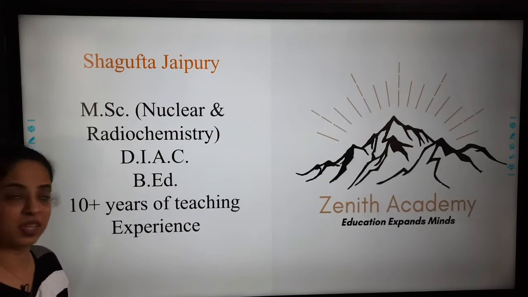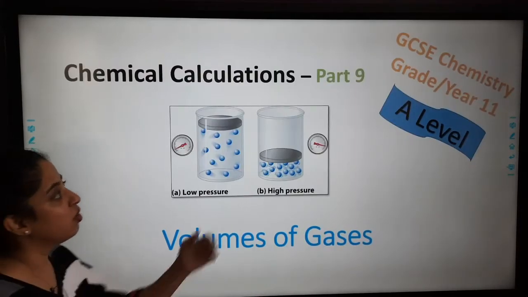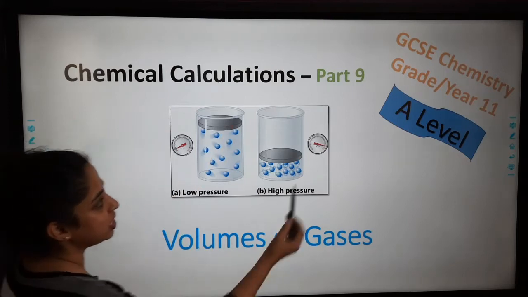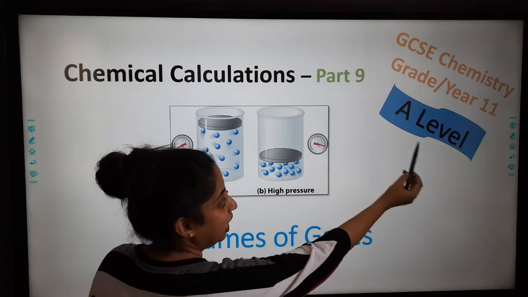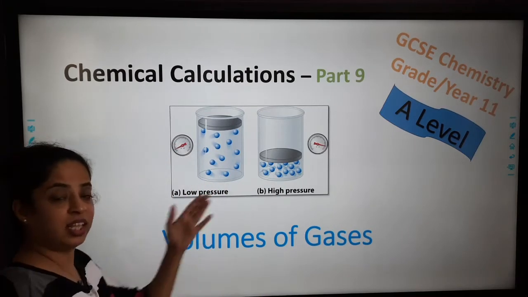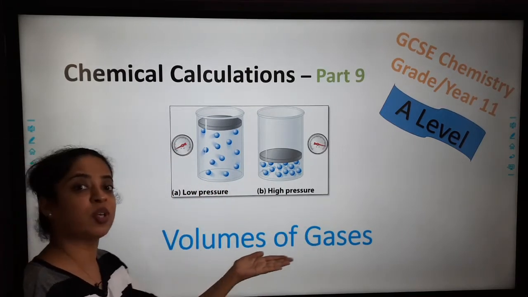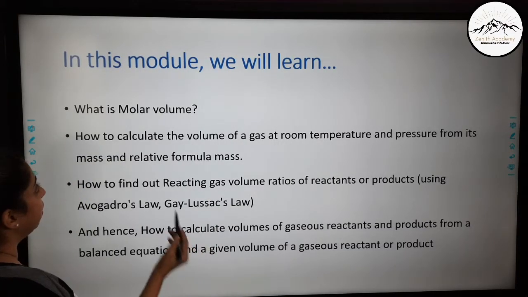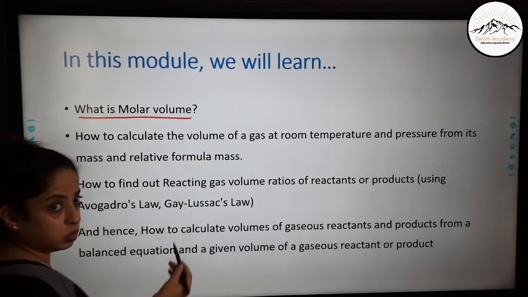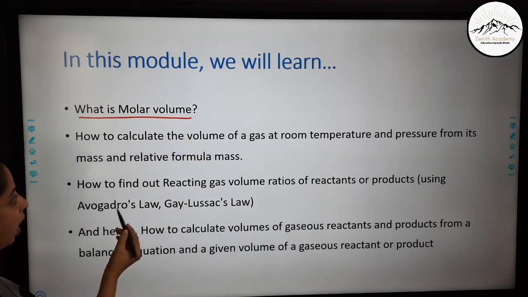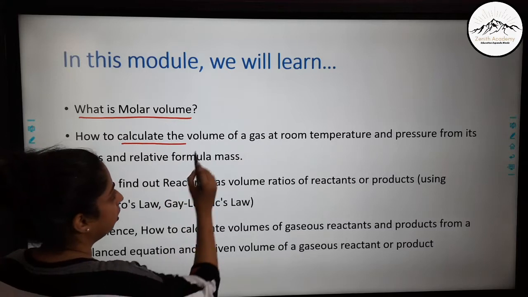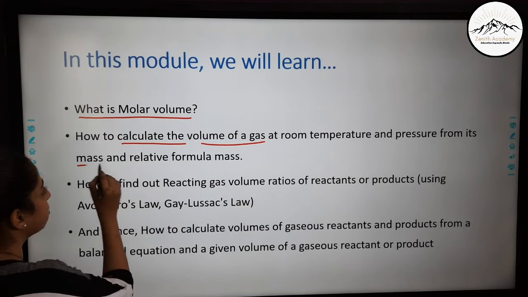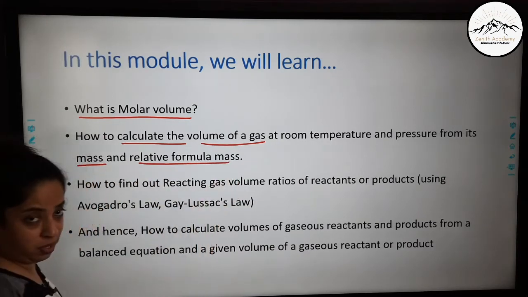My name is Shagufta Jaipuri and we are on part 9 of the chapter Chemical Calculations for GCSE Year 11 and A-level students, and in this module we will be talking about volumes of gases. So now in this module we learn what is molar volume, what do you mean by molar volume, and how to calculate the volume of a gas at room temperature and pressure from its mass and relative formula mass.